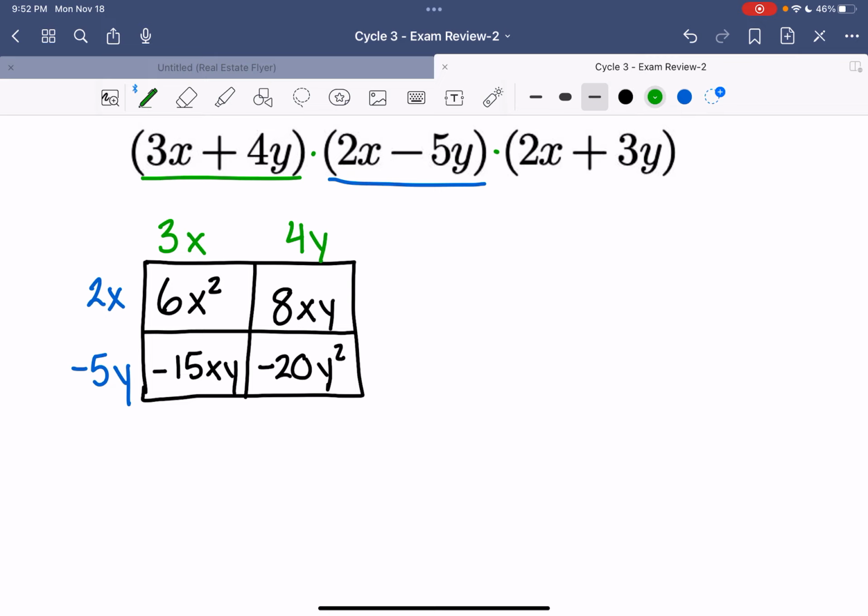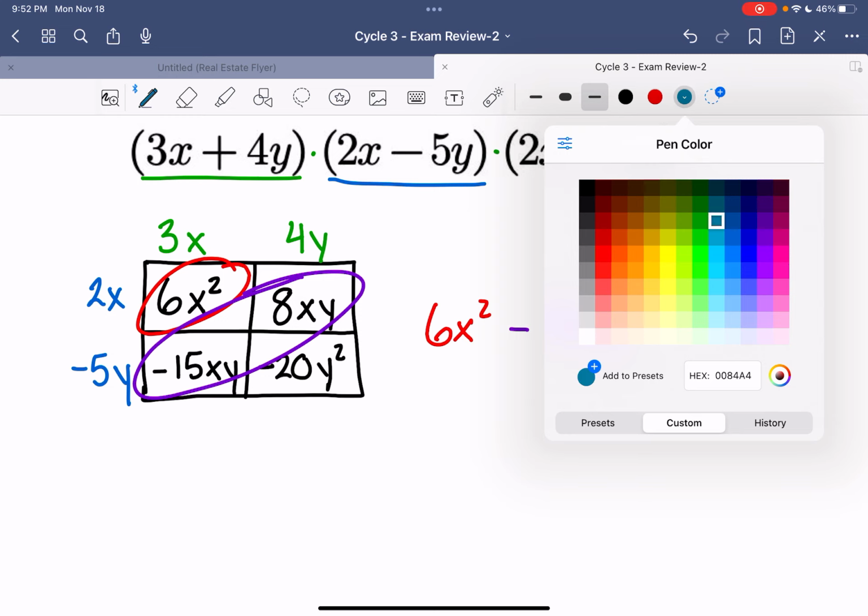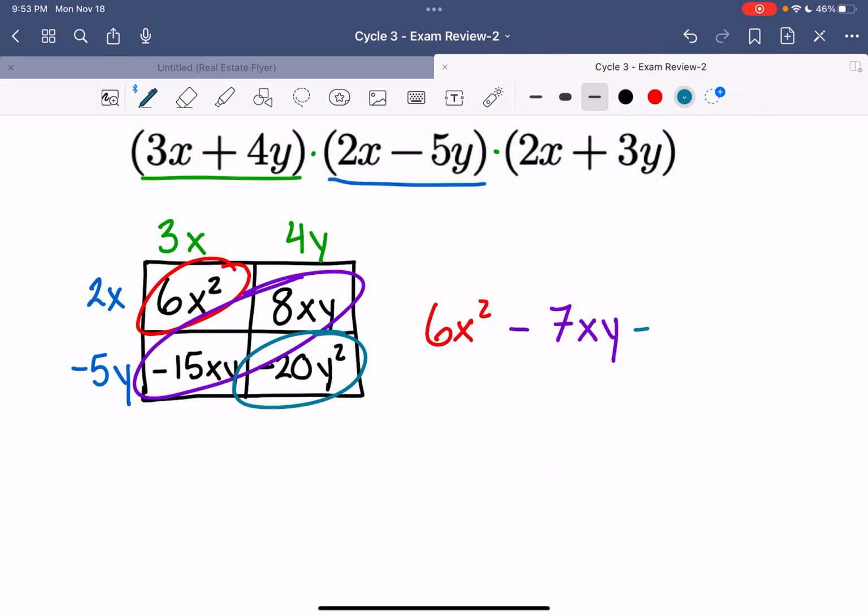Go ahead and combine like terms, and we end up with 6x squared, we have 8 minus 15, negative 7xy. And then on our very last row, we have just negative 20y squared. So at this point, we're still not done.